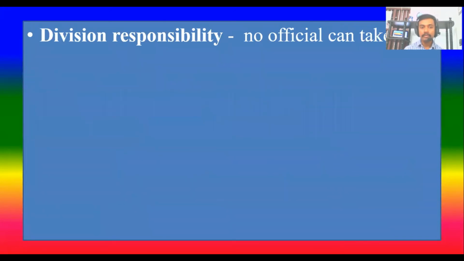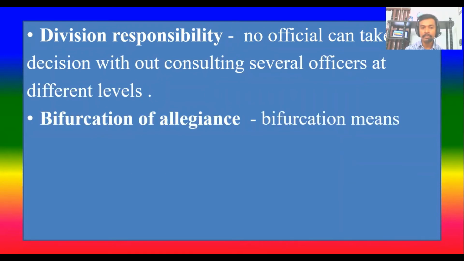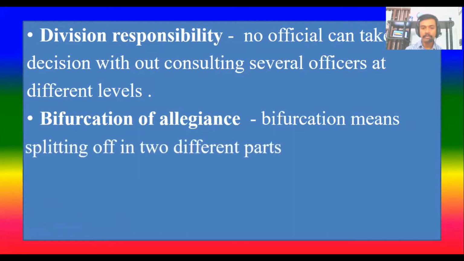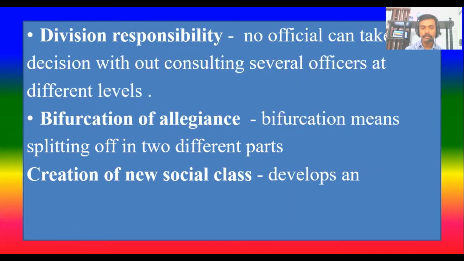Then division of responsibility. No official can take a decision without consulting several officers at different levels. Then bifurcation of alliance means splitting into two different parts. Then creation of new social classes develops an authoritative attitude.